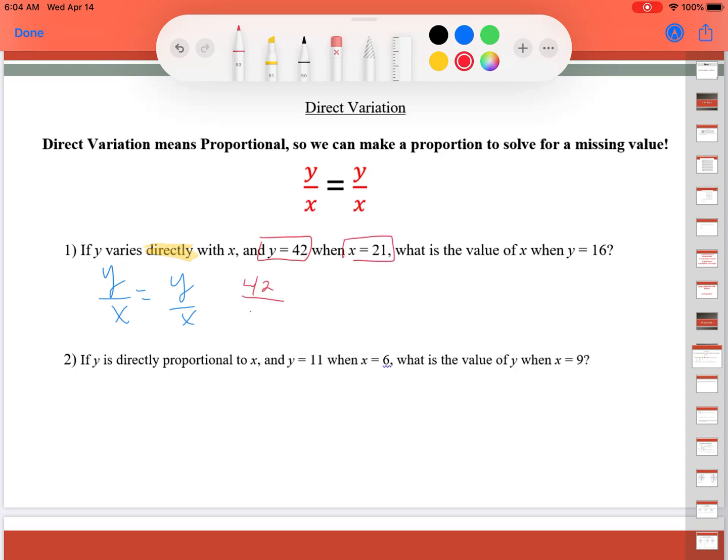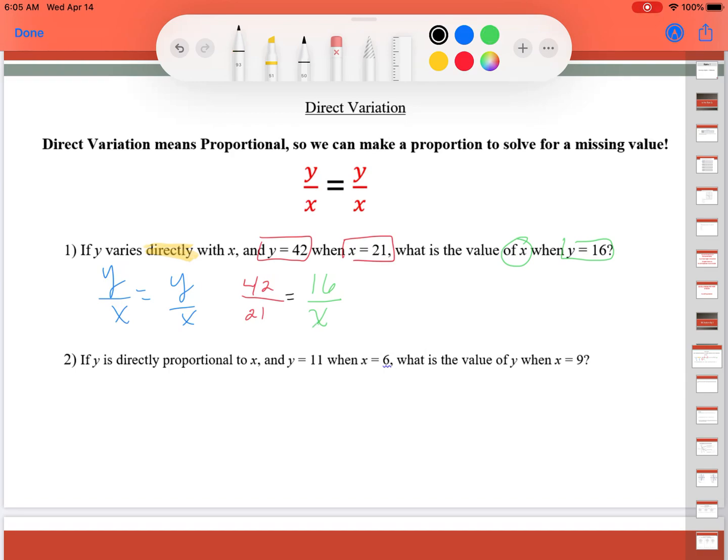The x that goes with it is 21, equals. The next y value is 16. Y's go on the top, so I'm going to put a 16 on the top. What is the value of x? I don't know, so we put the letter x on the bottom.